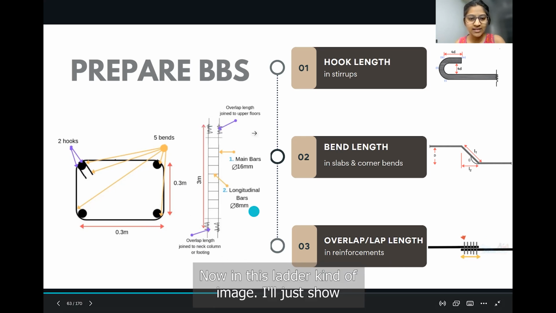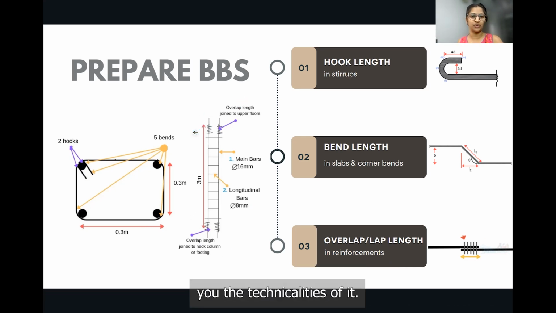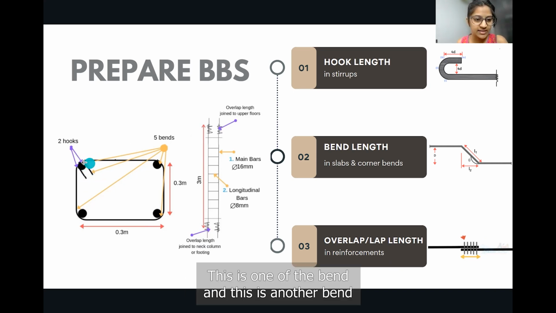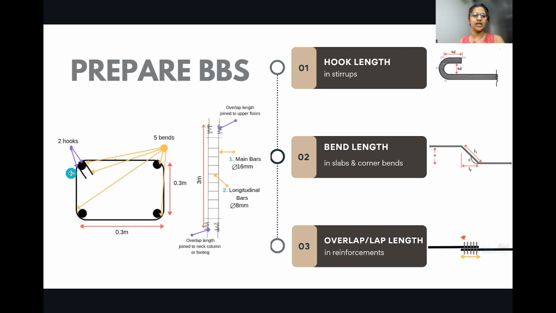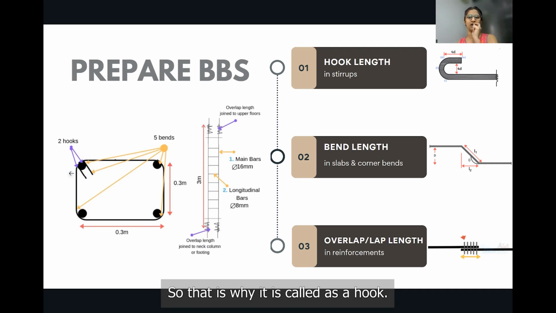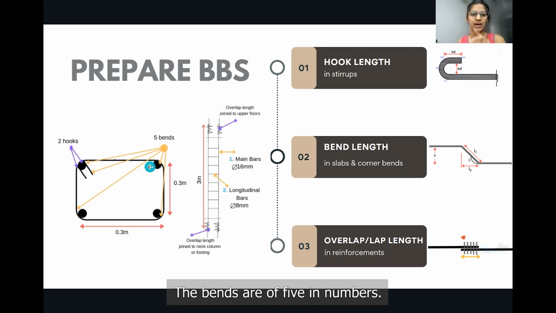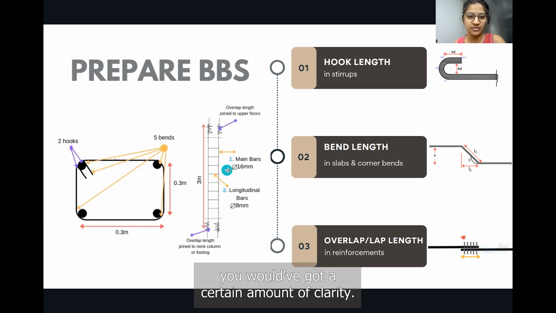Now, in this ladder kind of image, I'll just show you the technicalities of it. These were the hooks. This is one of the bends and this is another bend, which is what I meant. That is why it is called a hook, and there are 2 in number. The bends are 5 in number. So over here, I'm sure you would have got a certain amount of clarity.